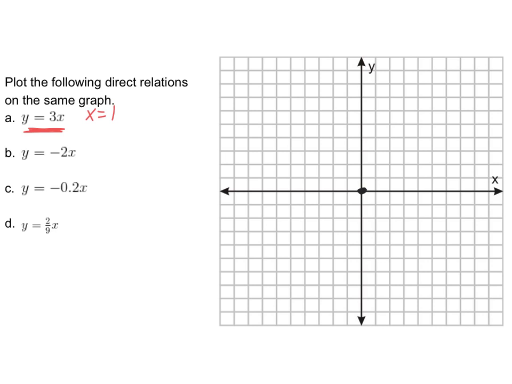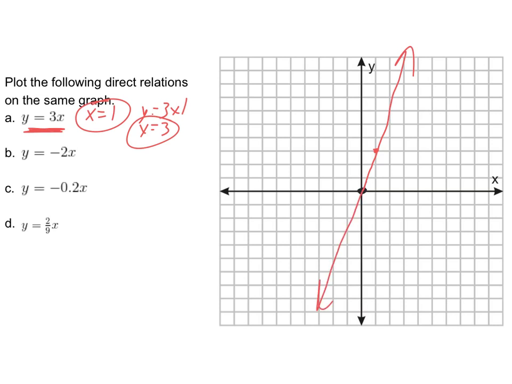So if I plug in 1 for x, y is equal to 3 times 1, which is just 3. So I have the point (1, 3). X is 1, y is 3. There's my second point, and I can connect those with a line.